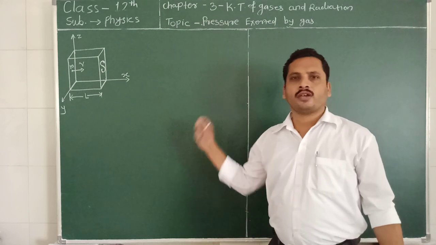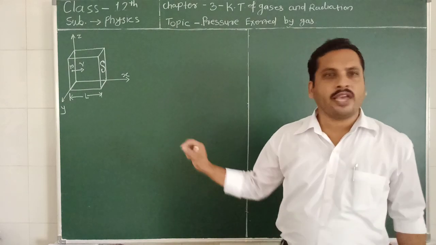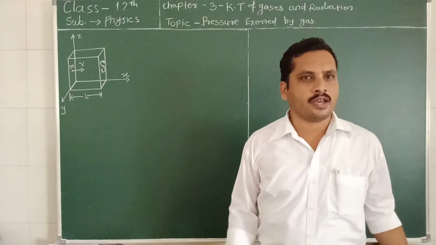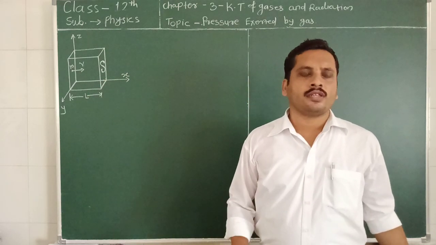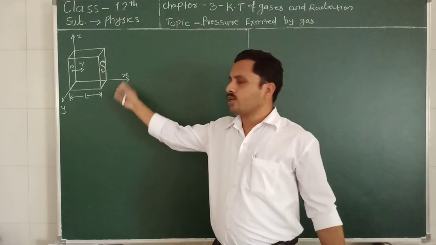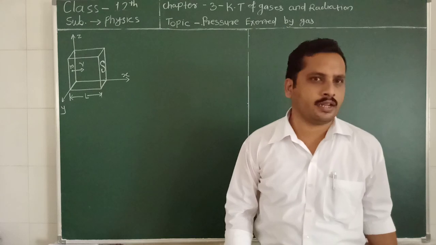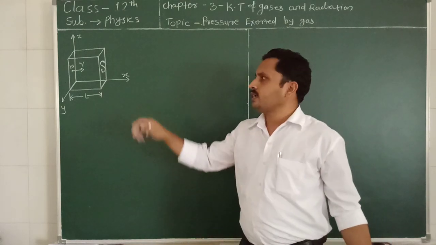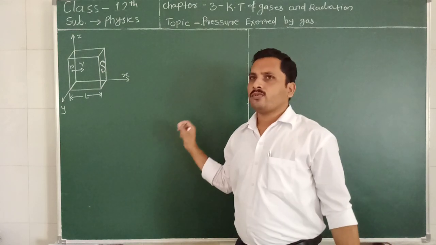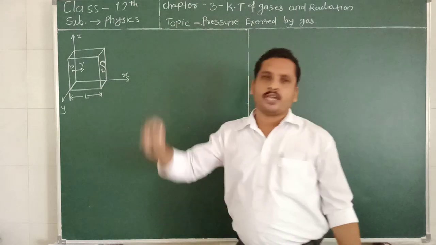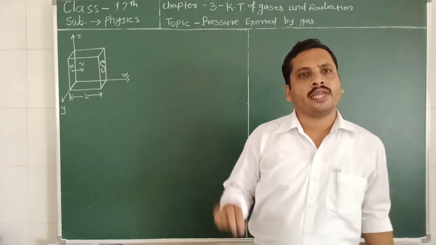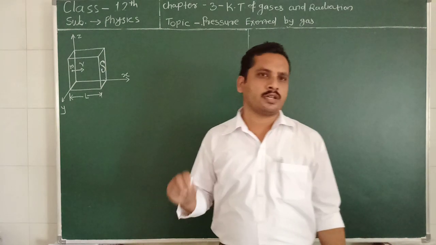When they collide with the container, they exert some pressure on the wall of the container. Here we are going to derive the relation for the pressure exerted by the gas molecules on the wall of the container. Now here we are considering a gas, and we can also consider an ideal gas. An ideal gas can be obtained by maintaining the pressure and temperature of the gas.